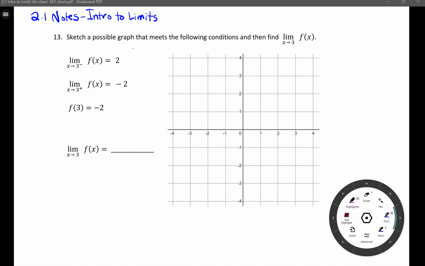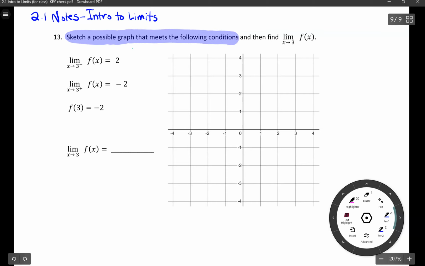This is question number 3 from the Introduction to Limits Notes, section 2.1. And in this question, we're being asked to sketch a possible graph that meets the following conditions. Possible graph means there are lots of right graphs I could draw. What I'm about to draw might look different than what you or your classmates draw, but we can all be correct as long as we meet the given conditions.